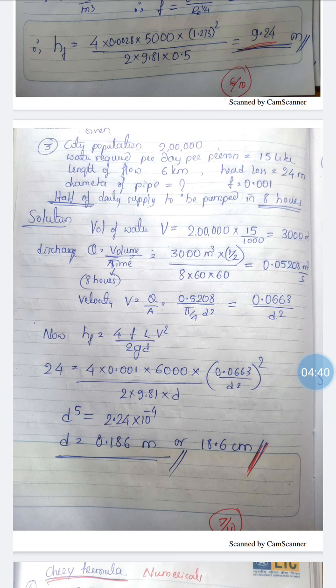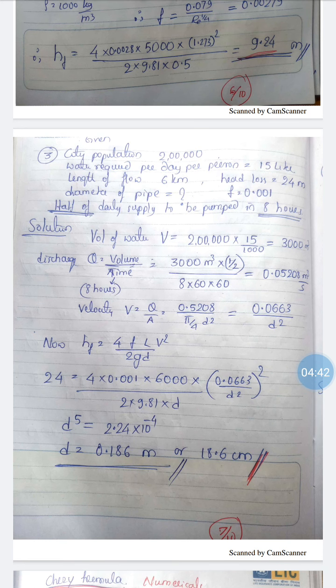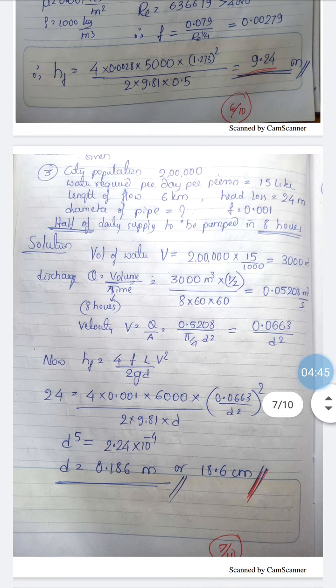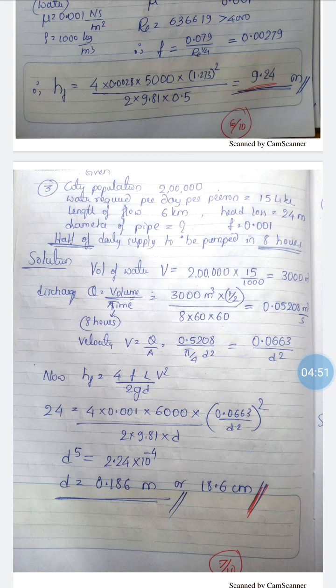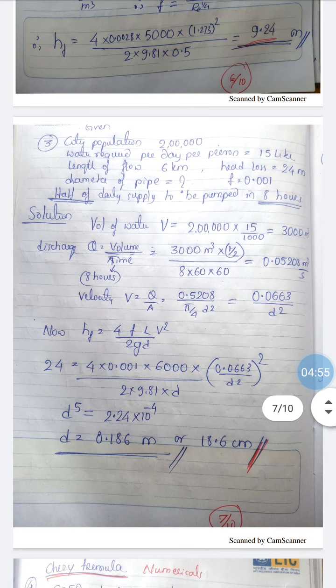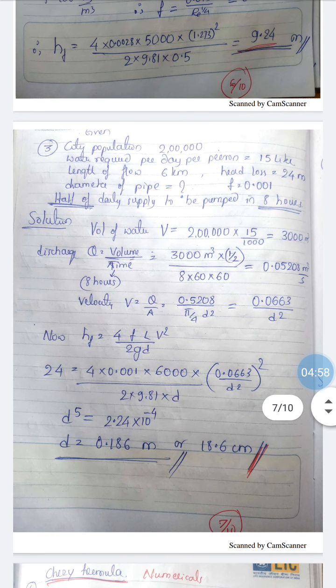And please remember, this is nothing but the rate of flow of water, because discharge is volume by time. Volume is 3000 meter cube, but half of this, that is 1500 meter cube, has to be pumped in 8 hours. So indirectly the data is given, and you have to use that in calculating Q. And once Q is known, you can find velocity as Q by A.